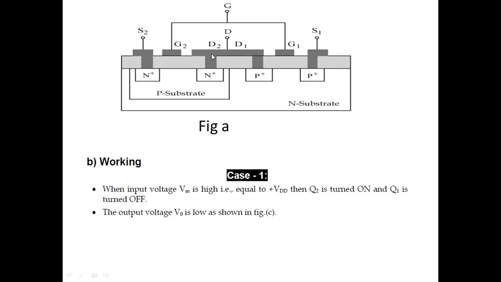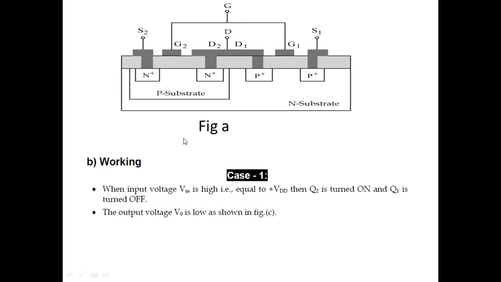The drains of both the N channel and P channel MOSFETs are connected together, combined to a single terminal. Here, both the drains D1 and D2 are connected together, and it forms a single drain. And both the gates, that means the P channel and N channel MOSFET gates, are connected together. It forms a single gate. And this S1 and S2, that means source 1 and source 2, are two different terminals. These are not combined.